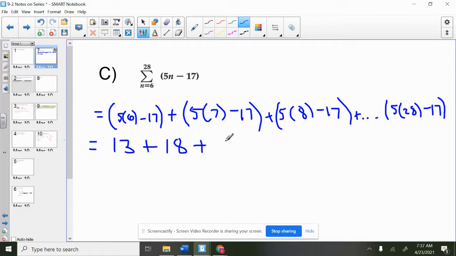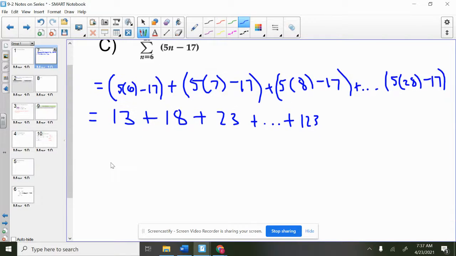And then the next one, 5 times 8 minus 17, I get 23. And you can see that this is going to continue in this pattern. And then the last one, 5 times 28 minus 17, and that'll give me 123. So I get all these different numbers.